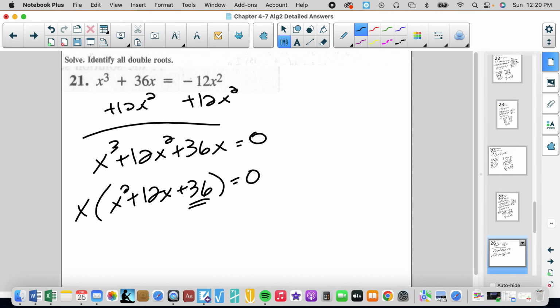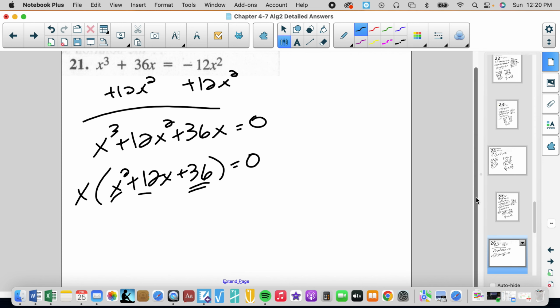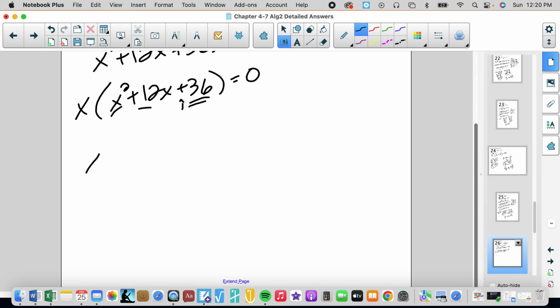Is it a binomial square? Yes, it is. Square root doubled. Does it equal my middle? Yes, it does. And is that positive? So it is. So this becomes that. And we should be able to do that super fast also. Or that fast, shall we say.